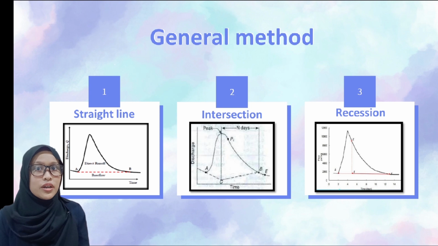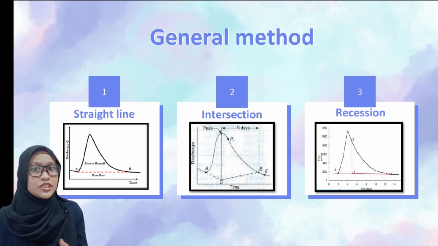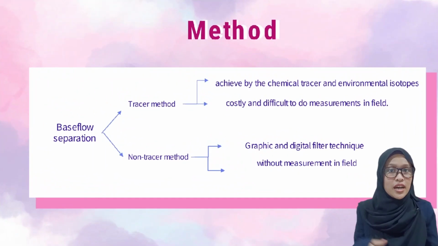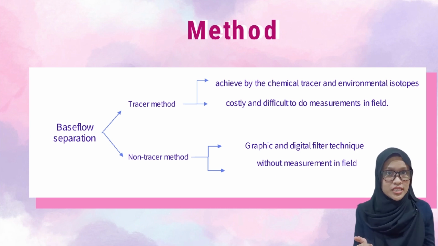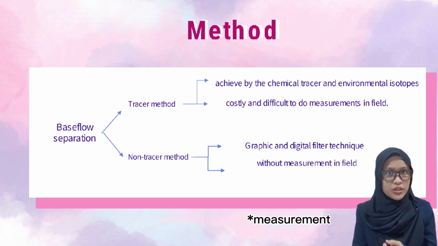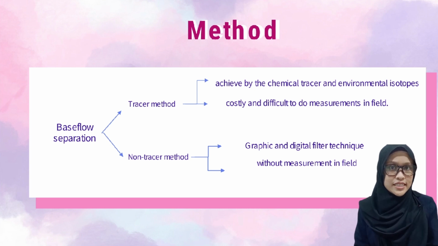In this slide, I will show the general methods that are frequently used, which are the straight line method, intersection method, and recession method. We can use another base flow separation method, which is the non-tracer or tracer method. What is the tracer? Tracer is achieved by chemical and environmental isotopes, but it is costly and we need to do the management in the field. The second one is non-tracer.